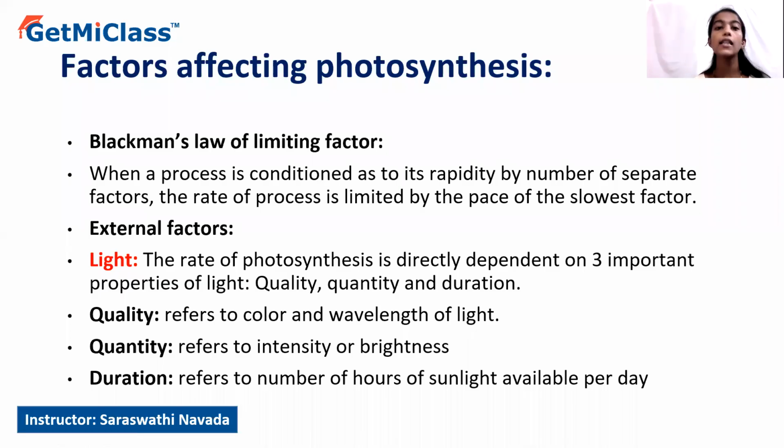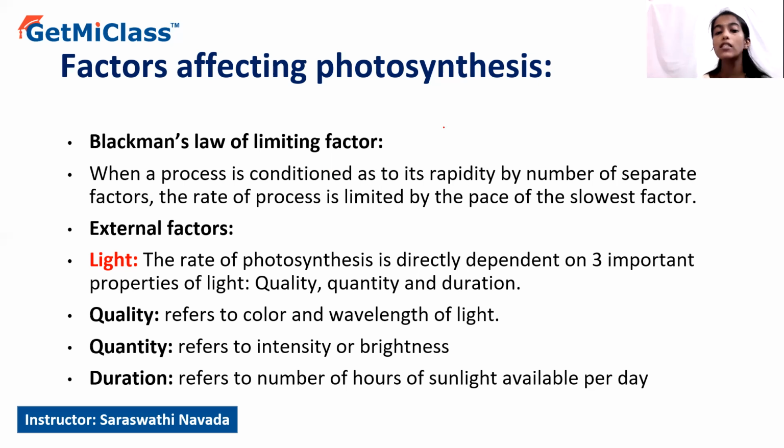Welcome class. In this session, we'll be discussing the last concept of photosynthesis in higher plants, that is factors affecting photosynthesis. The factors affecting the rate of photosynthesis can be best explained through Blackman's law of limiting factor. This law states that when a process is conditioned as to its rapidity by a number of separate factors, the rate of the process is limited by the pace of the slowest factor. That is called Blackman's law of limiting factor.